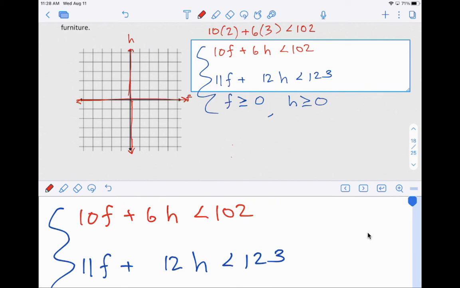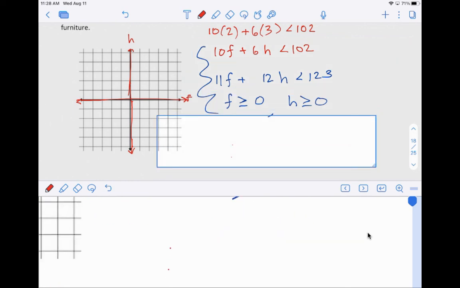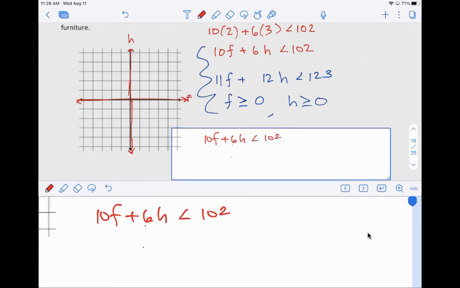10.2 is not the best y-intercept, so I think I'm going to change this so that I set it up so that h is similar to y. So I'm going to do h equals mF plus b, slope-intercept form is basically what I'm going to do here. But I'm going to take it down here. So 10F plus 6H is less than or equal to 102. And we're going to move that 10F over, negative 10F plus 102, and then divide everything by 6.